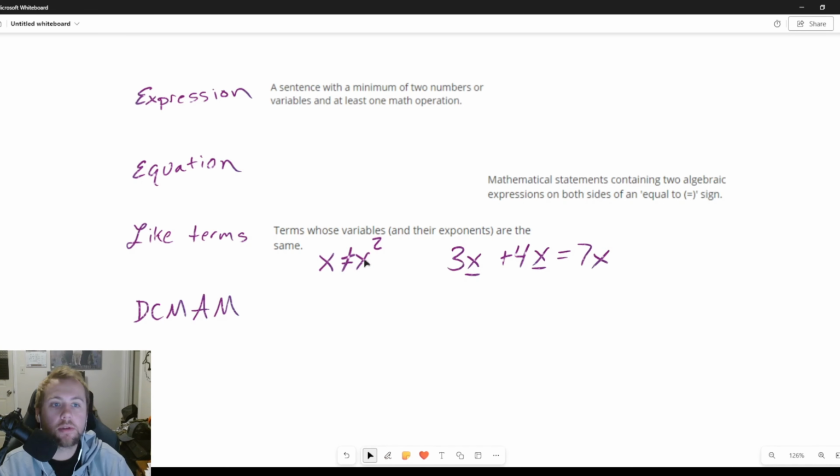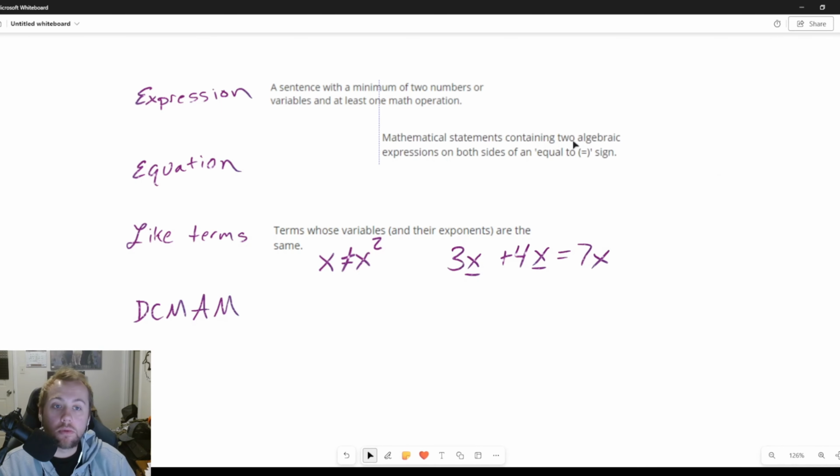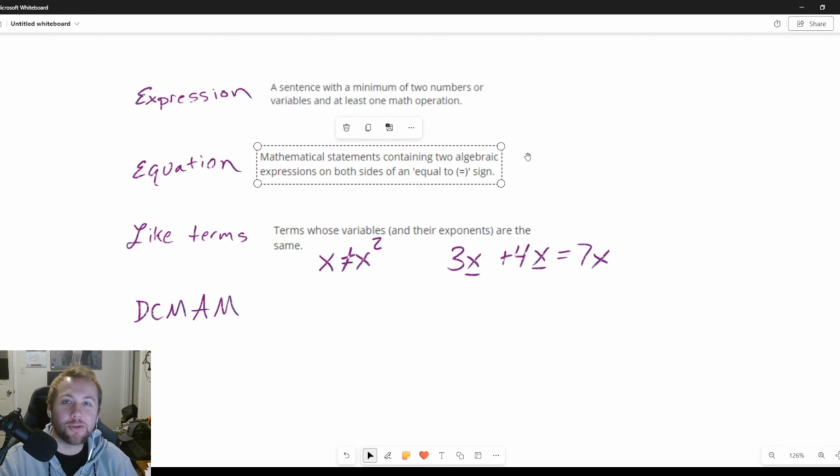Those are like terms. And our equation, of course, is a mathematical statement containing two algebraic expressions. So there's two sides of our equal sign, where both sides are equal to each other. That's what an equation is.